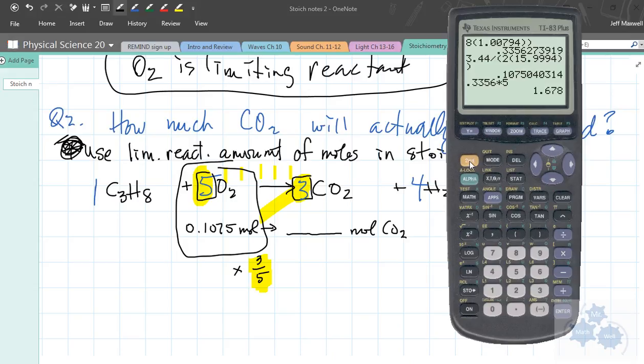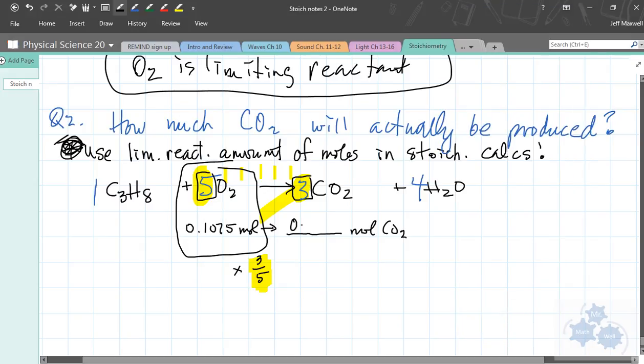And where was that number? Let's see. Entry. Nope. Let's try another one. There we go. So that's the full decimal there. I'm going to times 3 divided by 5, just like that. And I'm going to get 0.0645. 0.0645 moles.